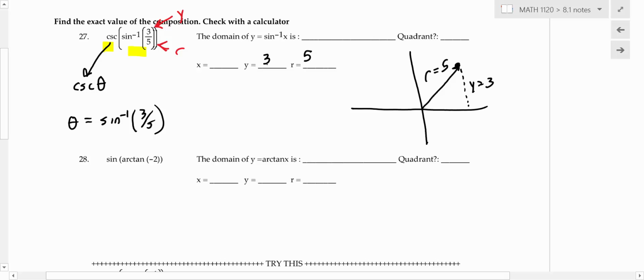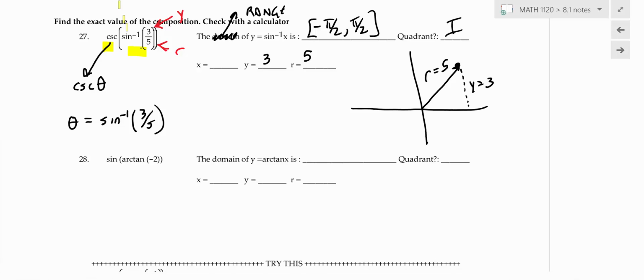Okay? Now, what we're going to do on this problem is, this is supposed to say the range. I forgot to change that. The range of the inverse sine is negative pi over 2 to pi over 2. And we are in quadrant 1 on this problem. The reason we're in quadrant 1 is because that's a positive number right there. Okay? That's what forces that to be in quadrant 1.